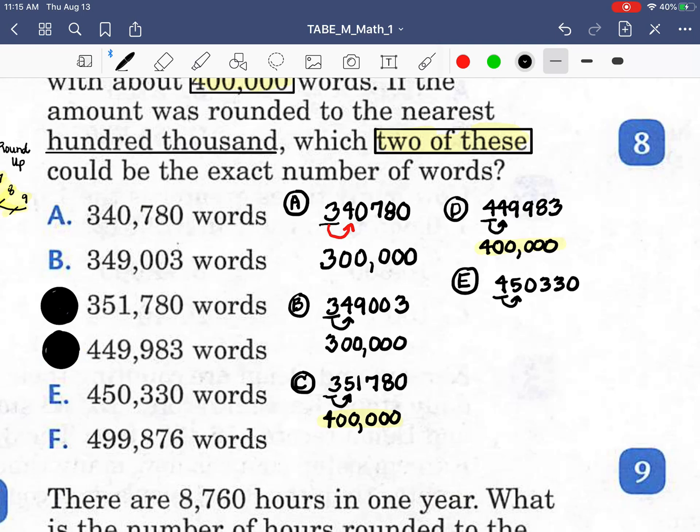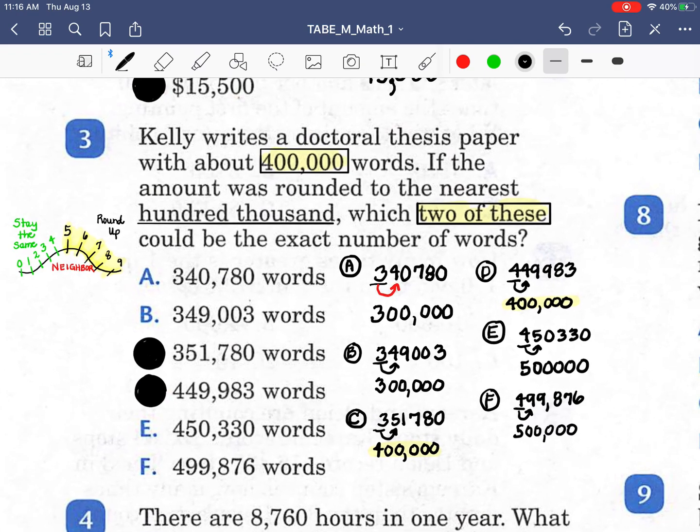This one, the neighbor says round up. So the 4 becomes a 5, and then the neighbors round off. So that's more than the words that we're looking for. And then F, we have 499,000. That is almost 500,000. So if you look at the neighbor says go ahead and round that spot up, and then round off all the neighbors. So the 2 that are in that range that we're looking for are C and D.